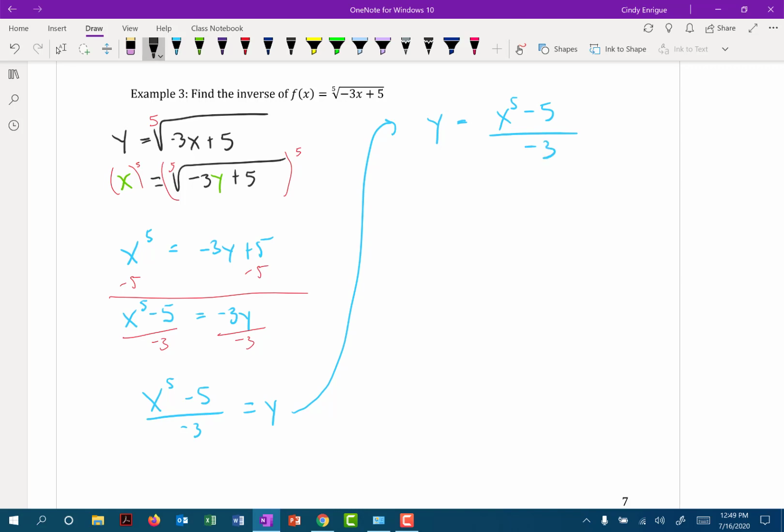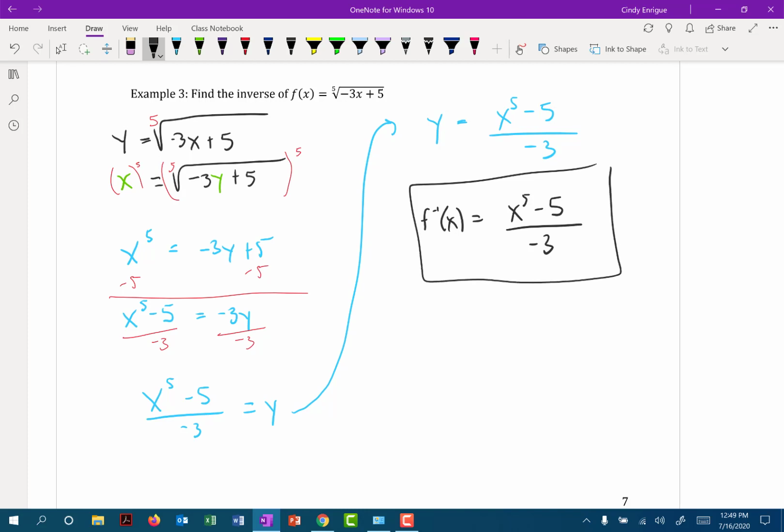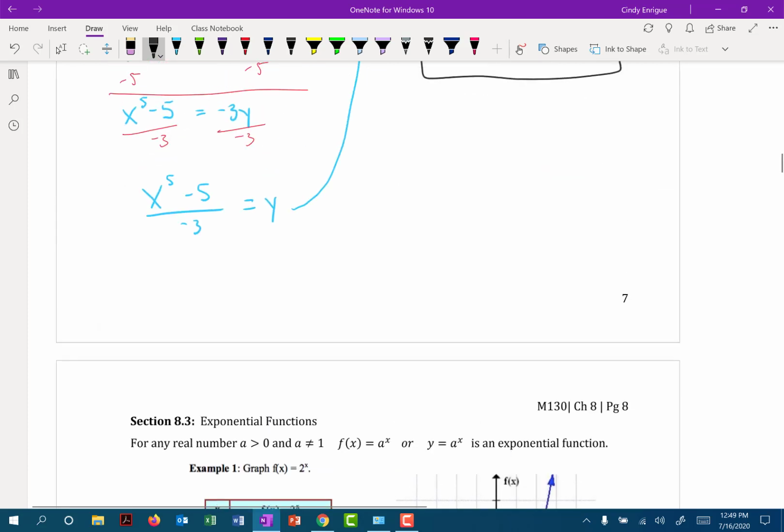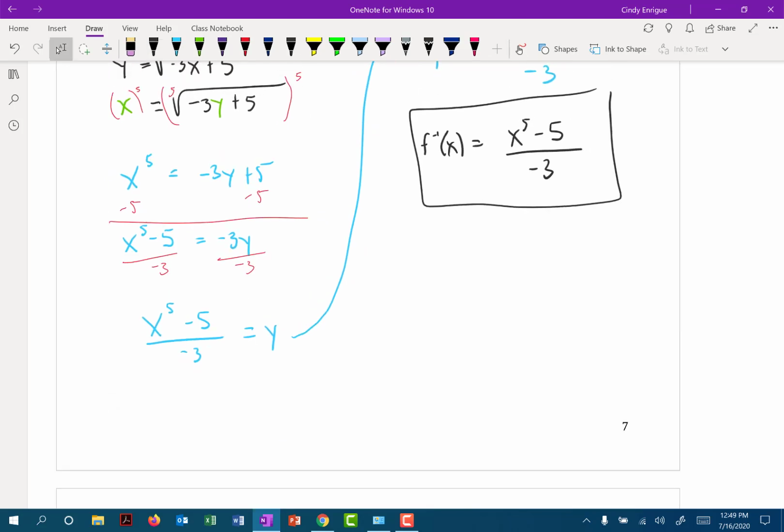And that last step is to switch it back to my proper notation. So f inverse of x is equal to x to the 5 minus 5 over negative 3. And that is the end of section 8.2. Thank you.